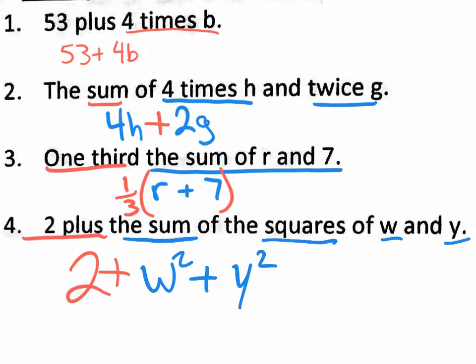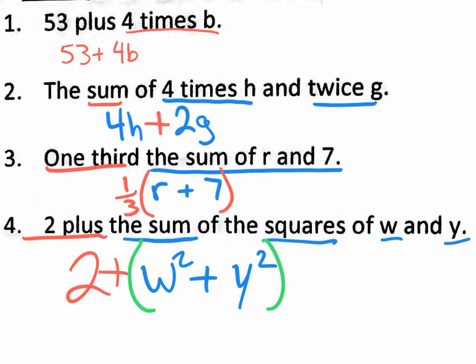What do I need? Parentheses. Where do I need the parentheses? Around the squares of w and y. Or around the sum of the squares of w and y. Okay, so once again, 2 plus, there's a 2 plus. But it says the sum, so that means I need to add this first before adding the 2. So the sum of the squares of w and y. That one's a little confusing, I admit. But that's a review of writing algebraic expressions when they give you the phrase, the sentence.